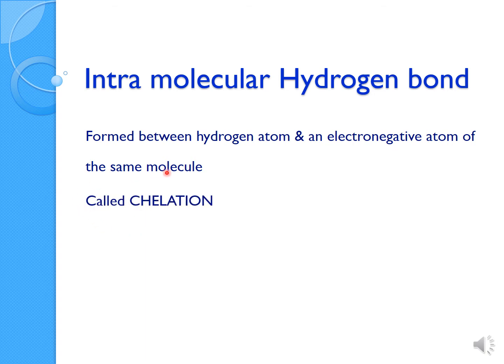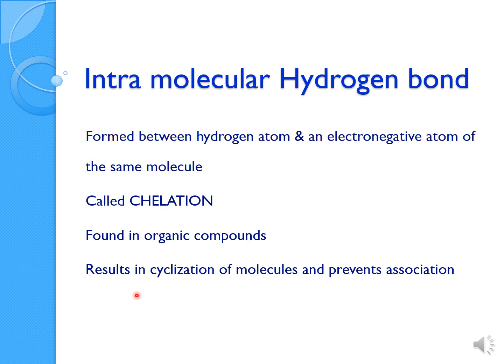And this kind of hydrogen bonding is called chelation. I can say this intramolecular hydrogen bonding is commonly called chelation, and it is more commonly found in organic compounds. It is not found much in inorganic compounds. It is mostly found in organic compounds.